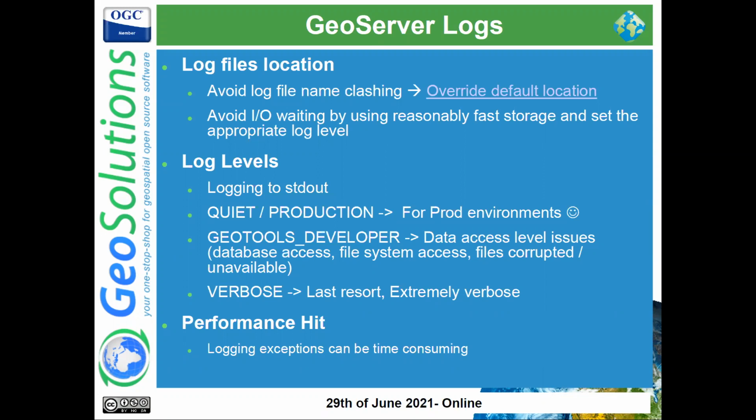Also, another reason to do it is to choose a location which is reasonably fast in terms of write access by GeoServer, because as we said, it's quite verbose and we don't want to be waiting on IO, blocking on IO, waiting to write statements to the log files. So that's another reason you may want to consider overriding the location of the log file.